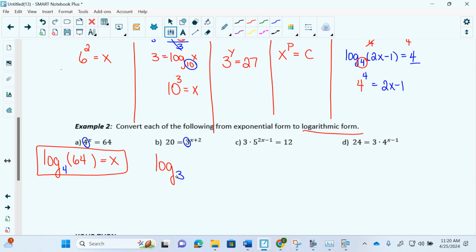Okay. I need to have something beside my log. Friends switch. So it can't be the x plus 2. It's going to have to be the 20. And then it's going to equal x plus 2.